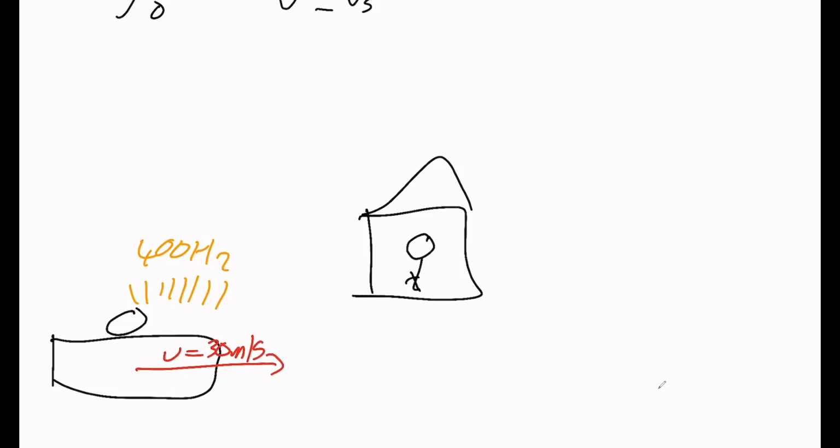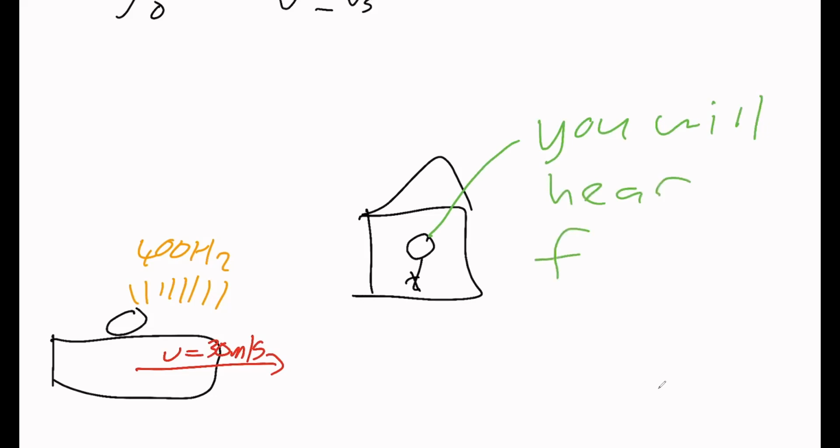Cool. So when you're here and you're listening to the sound, this is you, you will hear f greater than 400 hertz. So you're not going to hear 400 hertz. You're going to hear a frequency slightly higher than 400 hertz. So you'll hear a high-pitched noise relative to the source. Cool. Then as it approaches, it's going to come towards the house.